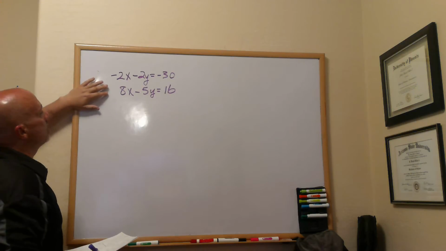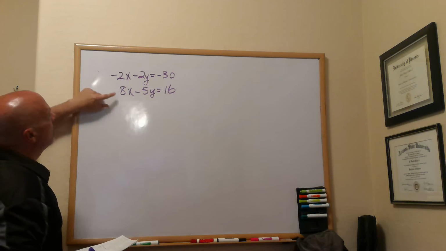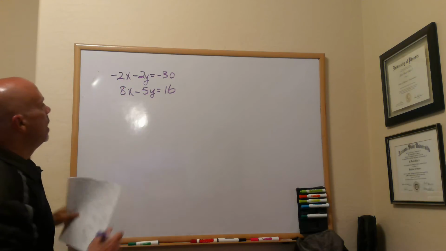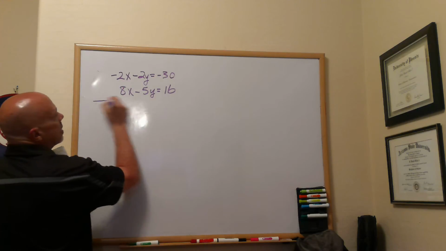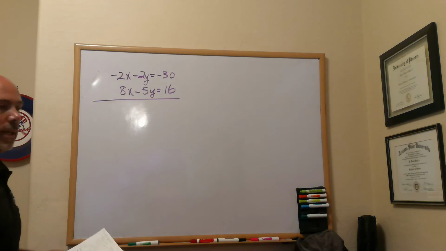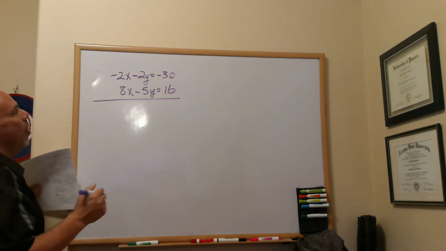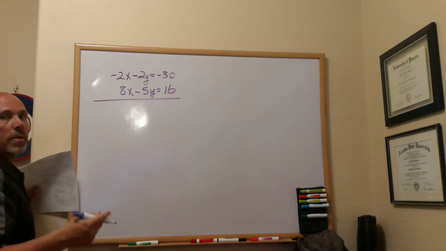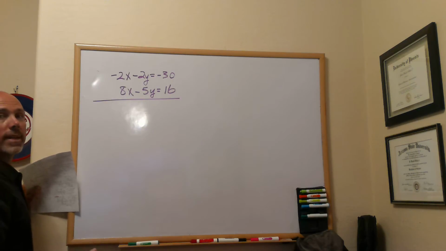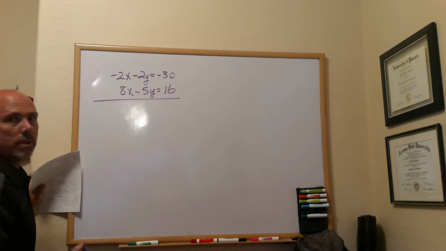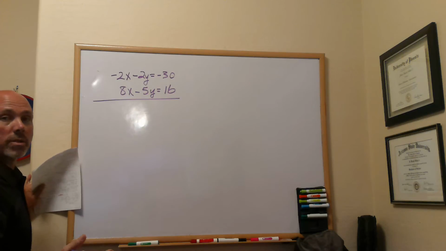So I have a negative 2 and an 8, a negative 2 and a negative 5. So to me, that tells me that since I don't have any opposites already, I need to multiply all of the terms in one of the equations by some factor in order to create my opposites. And again, we're allowed to do that. It's the exact same process we do to eliminate fractions.